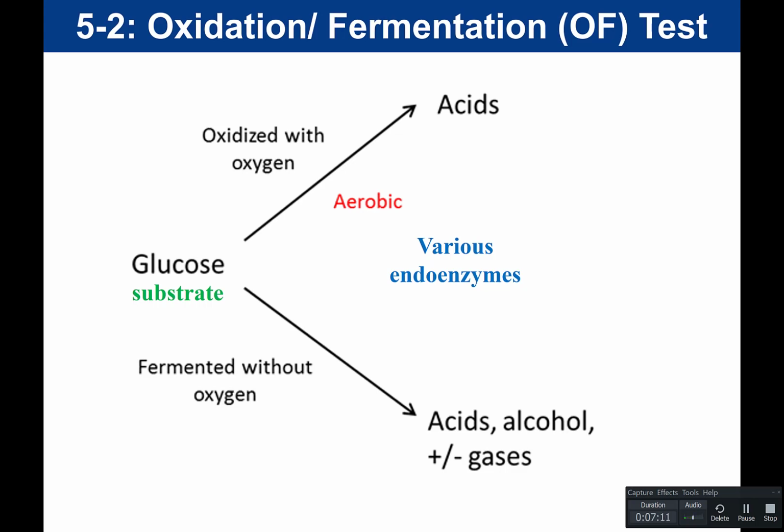And our enzyme in this case is going to be various endoenzymes. So again, in this test, we're not testing one specific enzyme. We are just determining if bacteria can oxidize and/or ferment glucose. There's a variety of enzymes that are involved in this procedure. So again, we're not testing one enzyme. We are just testing if bacteria can do this process, which involves a variety of enzymes. So my substrate is my glucose. My enzymes I'm going to record as various endoenzymes. Now, aerobically, again, aerobic is referring to oxygen.